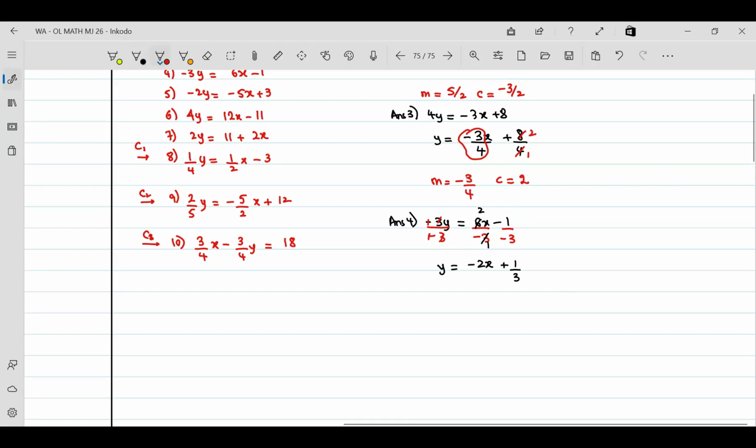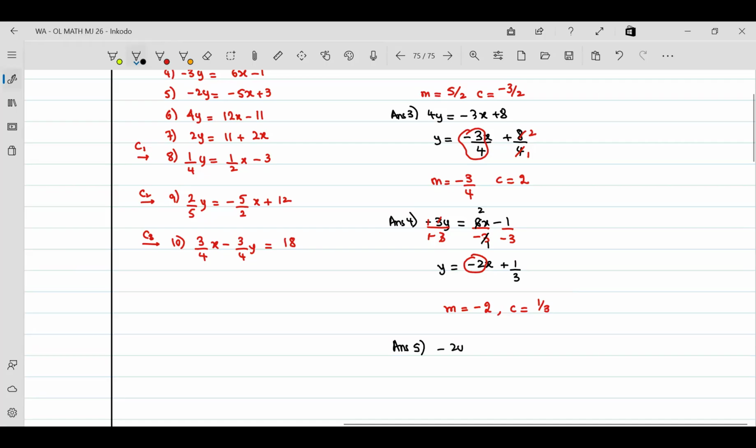Once you've made sure that y is the subject, can you take out the gradient, please? Minus 2. And the y-intercept? 1 upon 3. Next is answer number 5. I hope all of you are copying this down.